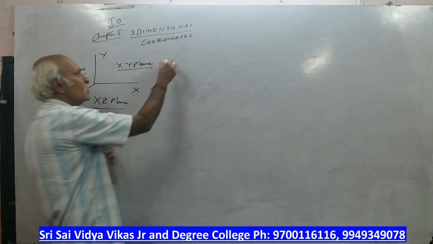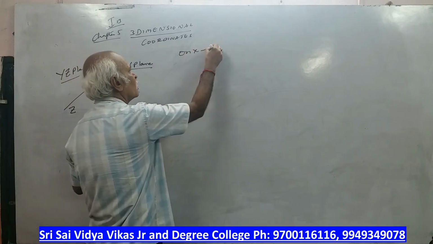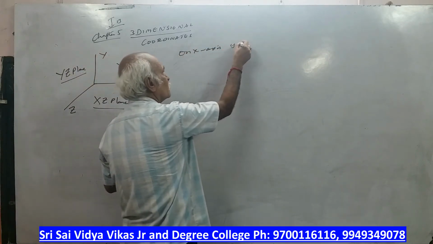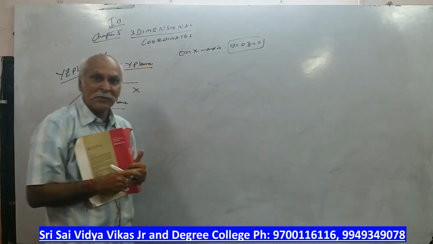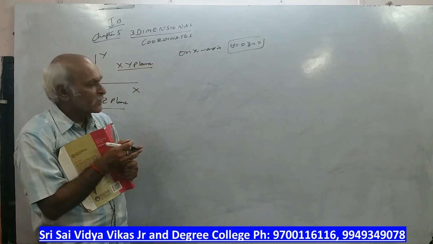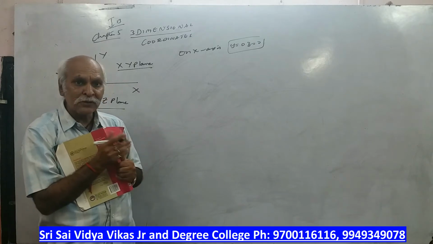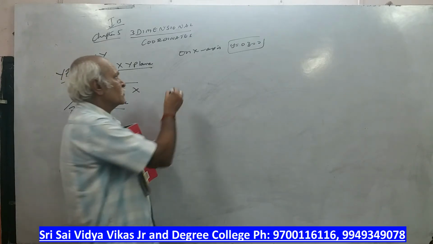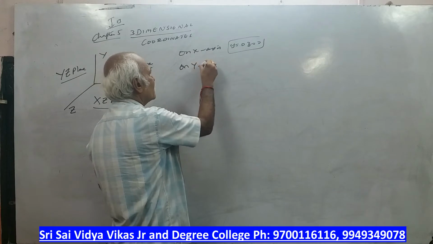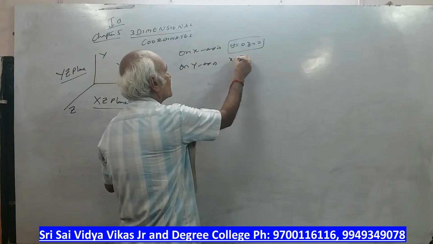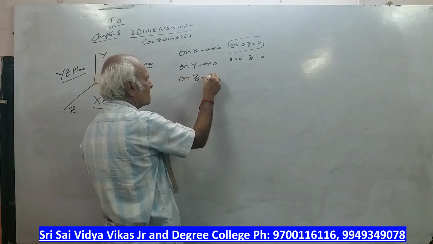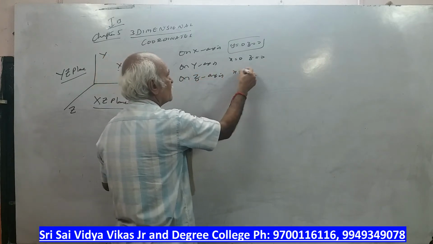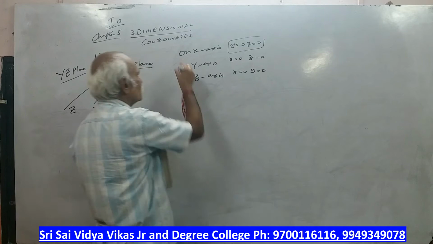So we know on x-axis y is equal to 0, z is equal to 0. Generally in two dimensional y is equal to 0, but here on x-axis, y is equal to 0, z is equal to 0. On y-axis x is equal to 0, z is equal to 0. On z-axis x is equal to 0, y is equal to 0.